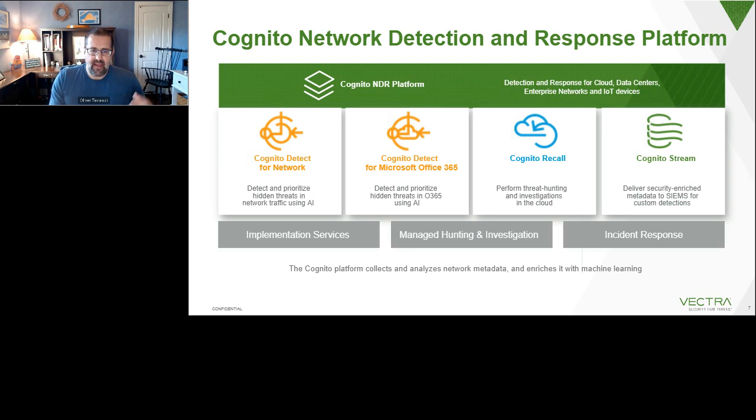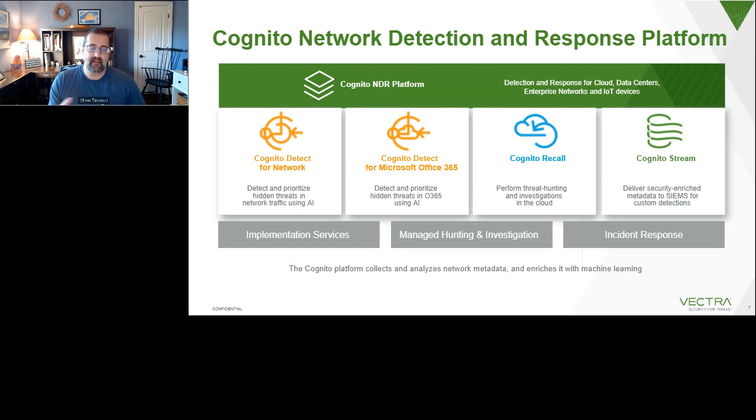That's primarily a detection and response capability. There's also an investigative capability called Cognito Recall, which allows the raw metadata underlying all of those detections to be maintained for a period of time, be it 2 weeks, 4 weeks, 3 months, and used for investigations and threat hunting, as well as Cognito Stream, which allows that same data to be stored in a data lake of your own choosing.